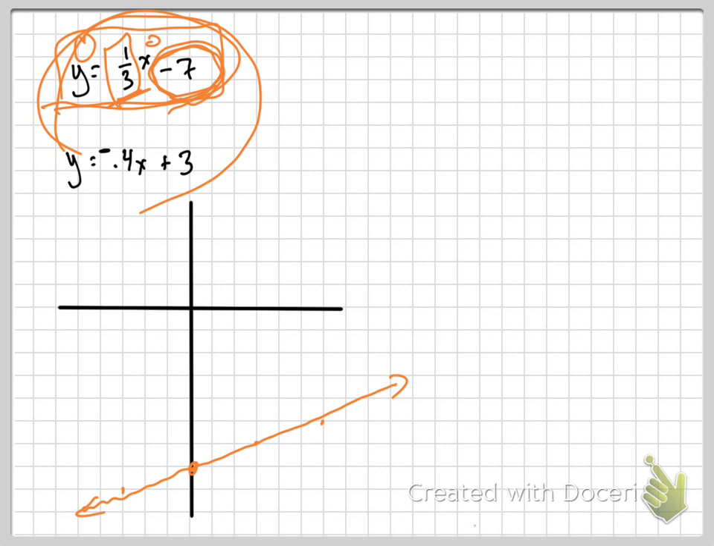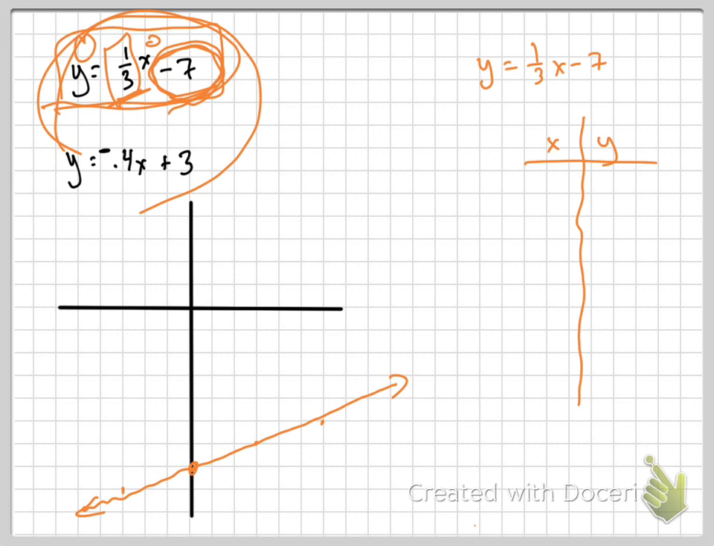What if I didn't? If I had y equals 1/3 x subtract 7, and I didn't remember the shortcut to graphing lines, I could have made an xy table. What numbers do I plug in for my x? Does it matter? Could I plug in a negative million if I wanted to? Yeah. It doesn't matter. You can pick whatever your little heart desires.